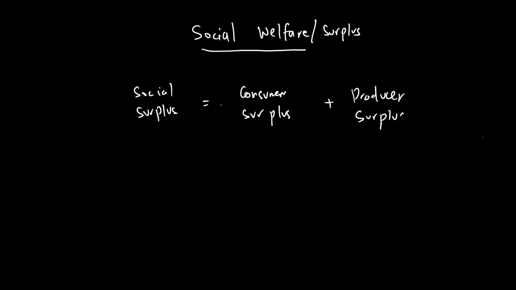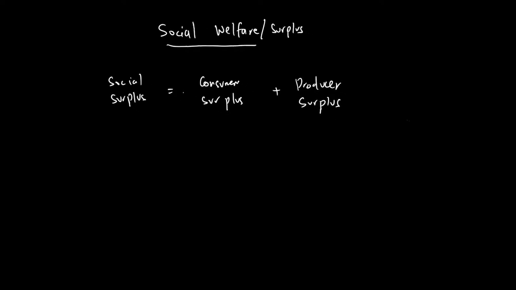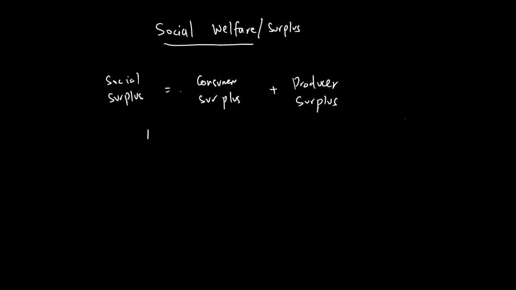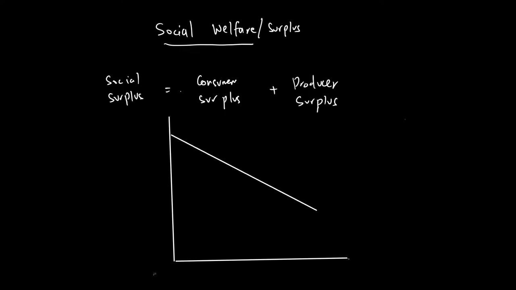And from a society's perspective, whenever consumer surplus and producer surplus is maximum, that is the point where social surplus or social welfare is maximum. Now, how will we achieve that? Well, our demand curve is downward sloping, right? And our supply curve is upward sloping, for example, right?